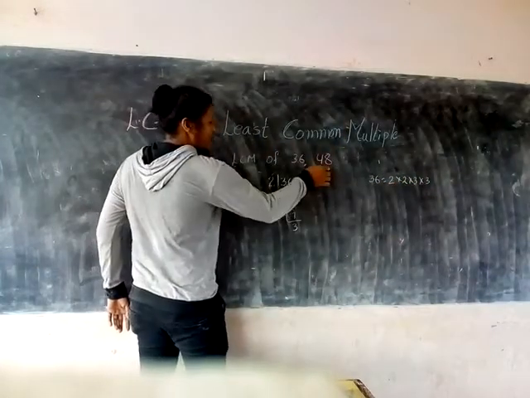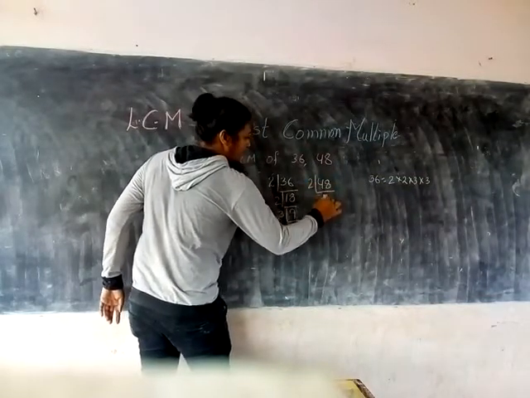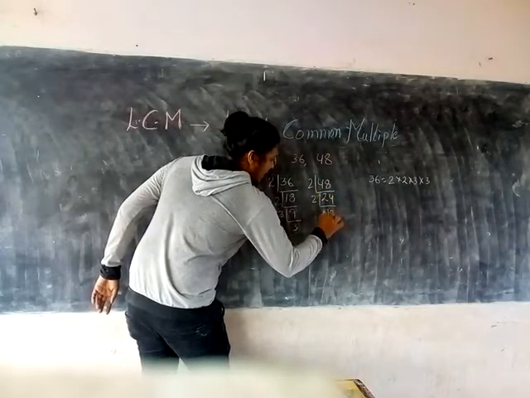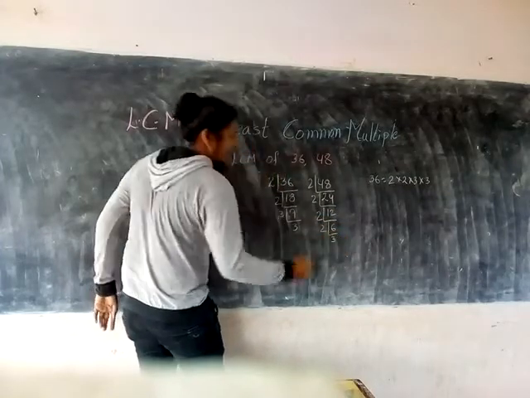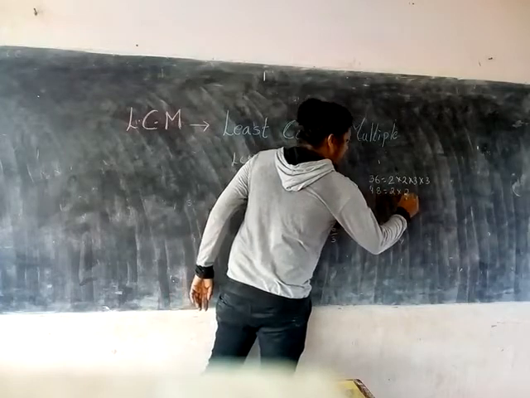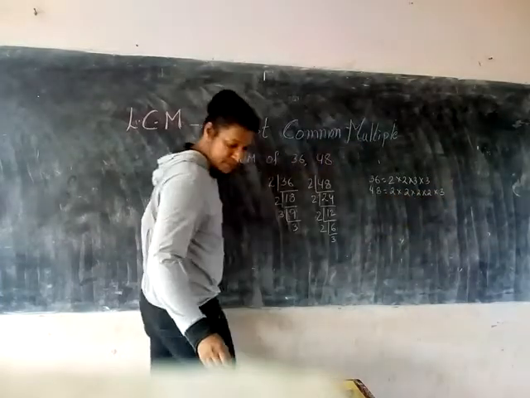Okay. Now 48. 2, 24 times. 2, 12 times. 2, 6 times. 2, 3 times. Now 48 is equal to 2 into 2 into 2 into 2 into 3.